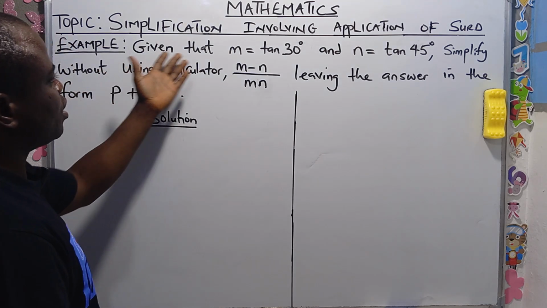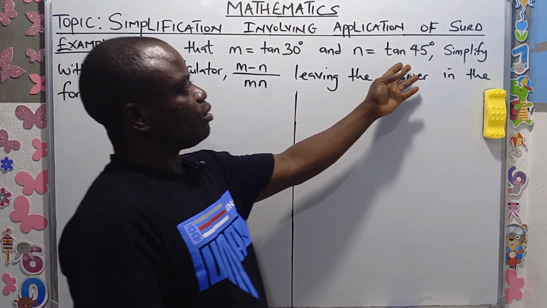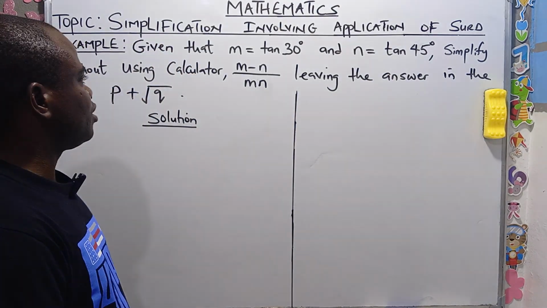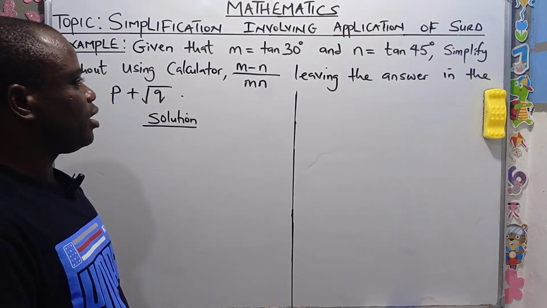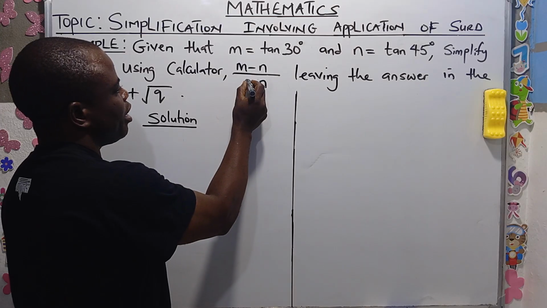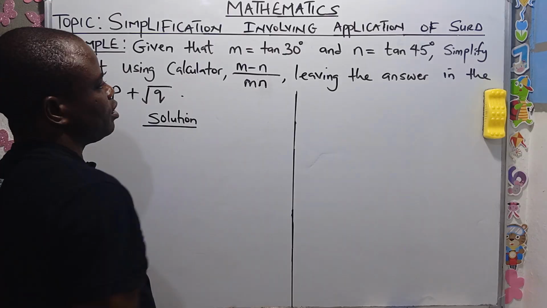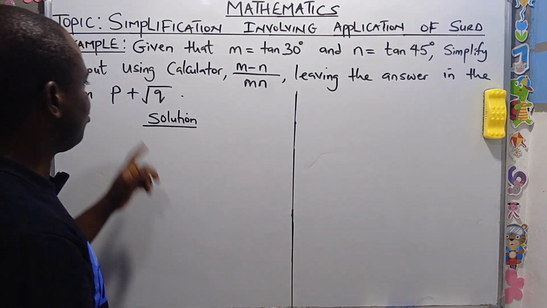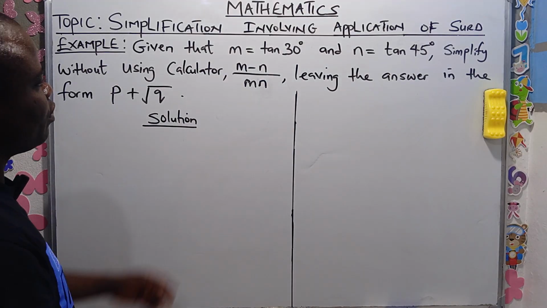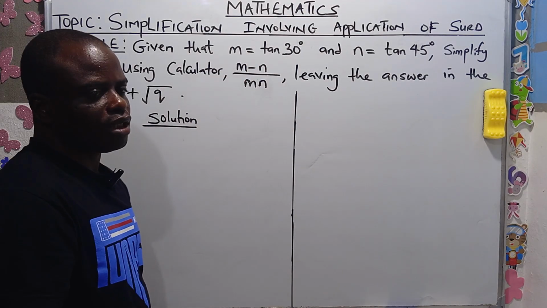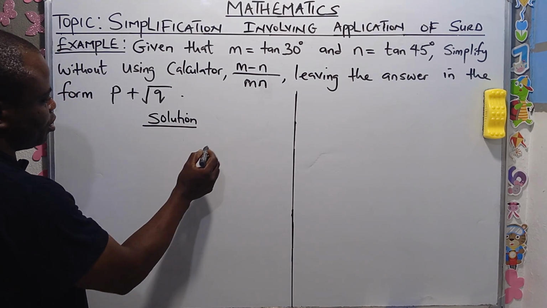We are given that m equals tan 30 degrees and n equals tan 45 degrees. You have to simplify without using a calculator (m minus n) over mn, leaving the answer in the form p plus square root of q. Since you're given tan 30 degrees, you must know your special triangles.